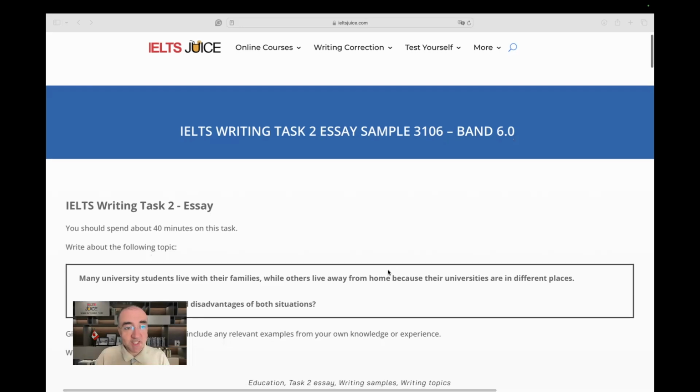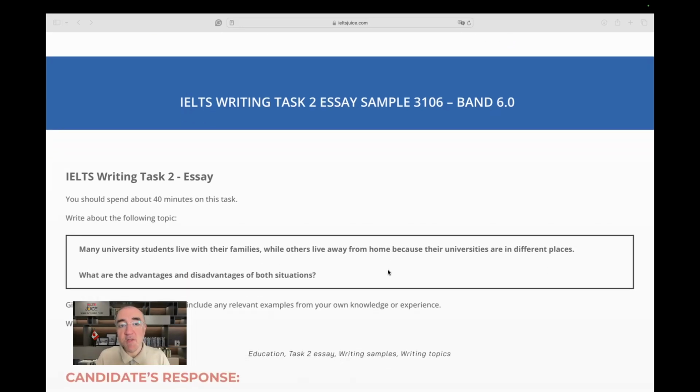Now the rubric says, many university students live with their families, while others live away from home because their universities are in different places. Or maybe it's located in one of these English-speaking countries, and exactly for that reason, you are learning to prepare for IELTS. The rubric also mentions what are the advantages and disadvantages of both situations. Well, basically, we have two scenarios, or maybe we have two situations.